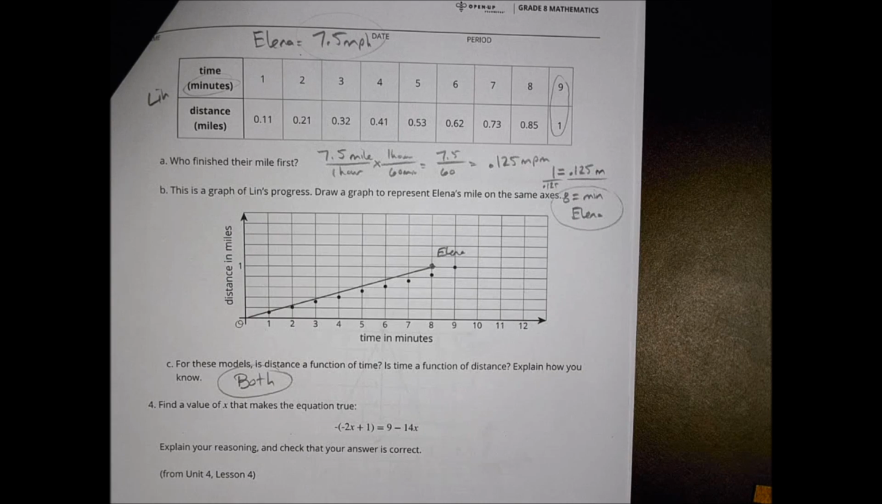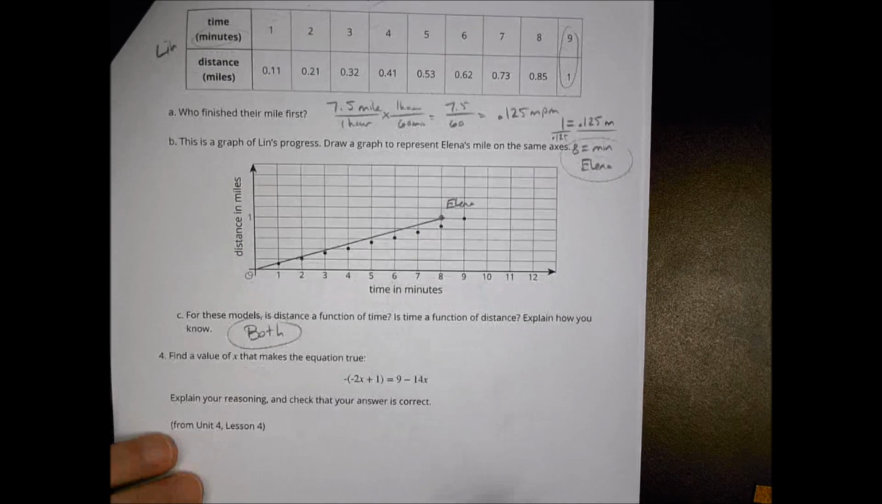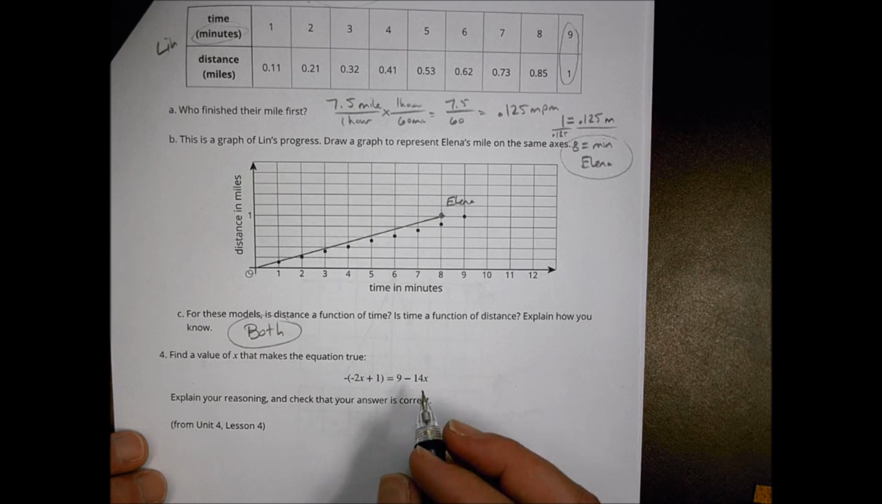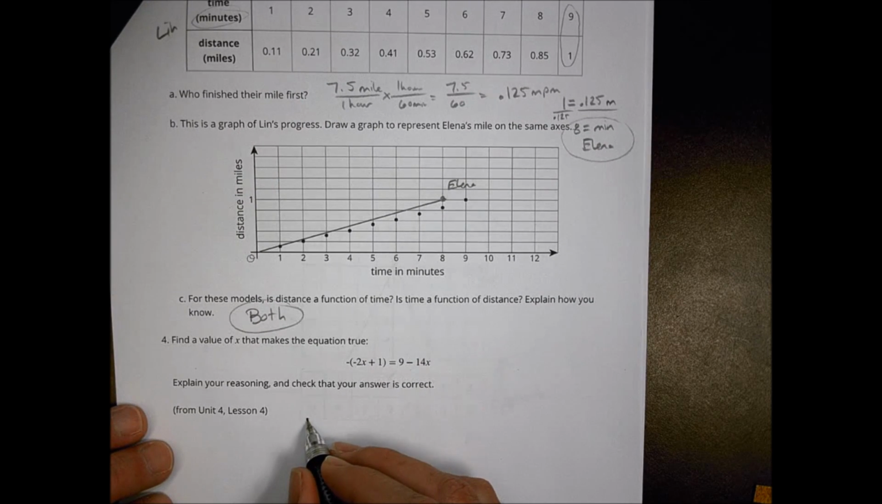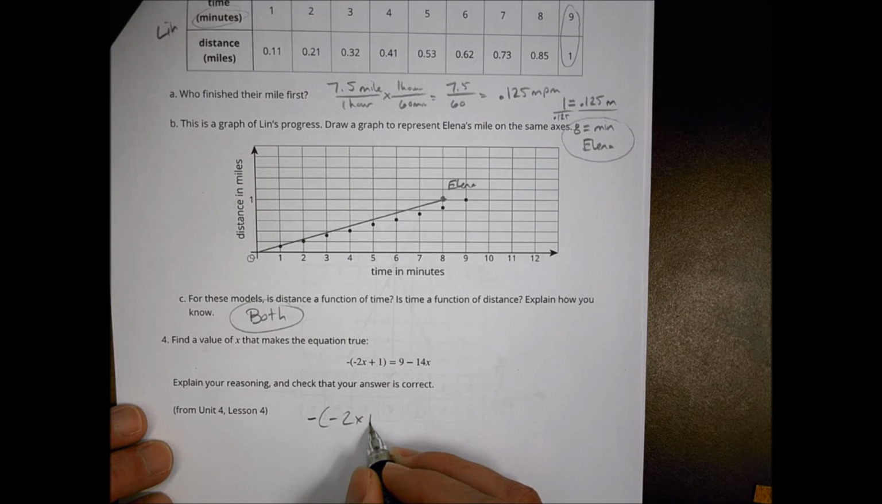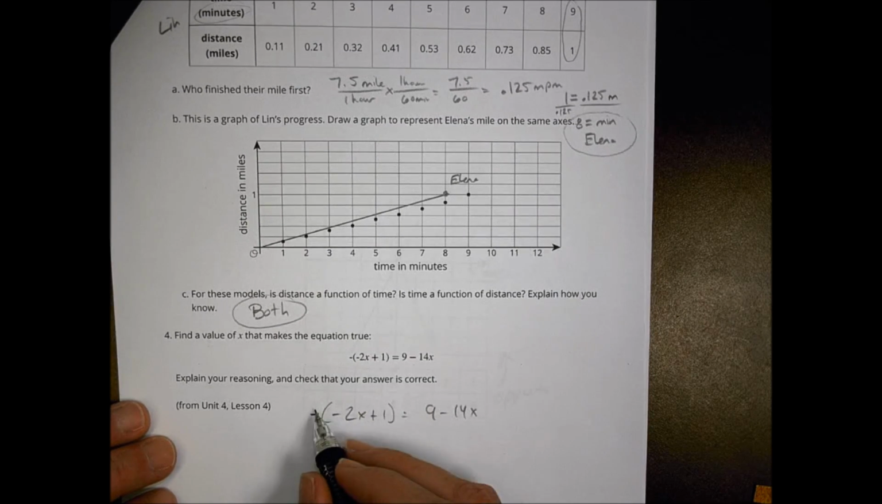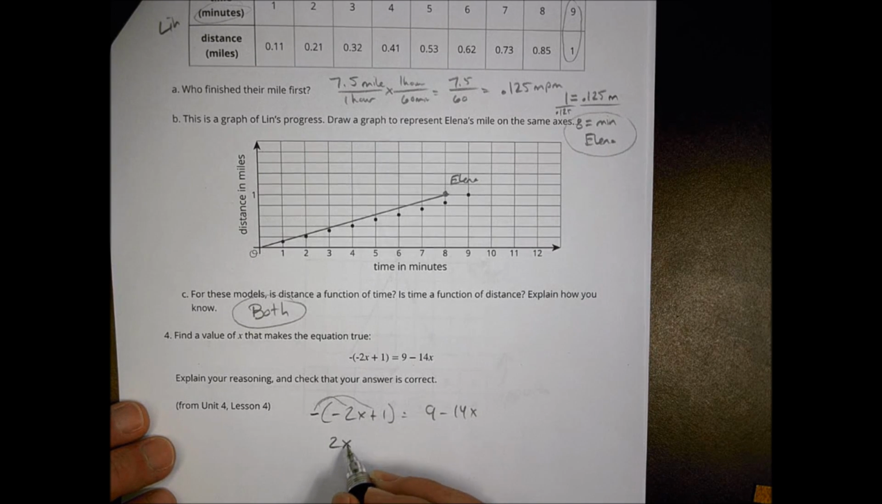Number 4, find a value of x that makes the equation true. So we want to see if we can figure out what works. So we have negative 2x plus 1 equals 9 minus 14x. So I'm going to first distribute that negative all the way through. So I end up with a positive 2x minus 1 equals 9 minus 14x. And I'm going to move things around a little bit here.